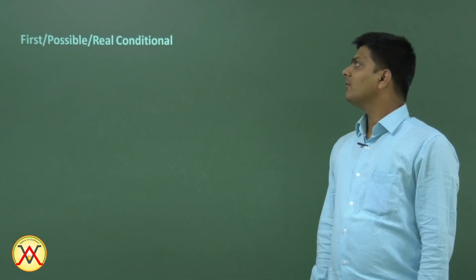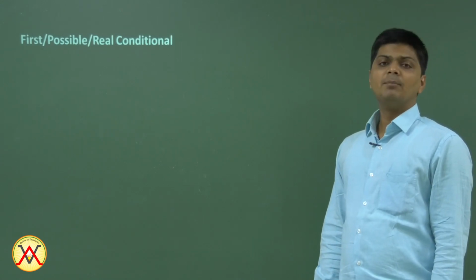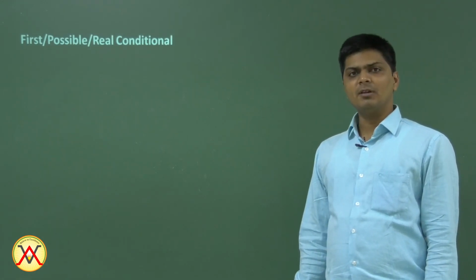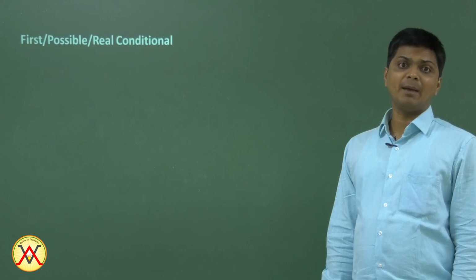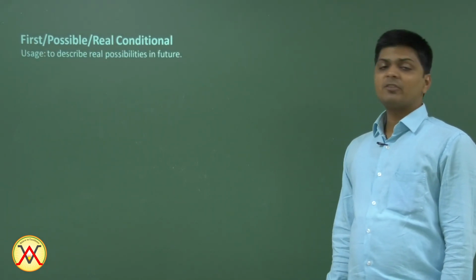The next conditional is first conditional. It is also called possible conditional or real conditional. Possible conditional because it is possible. Real conditional because it can actually happen. It can become real. Used to describe real possibilities in future.